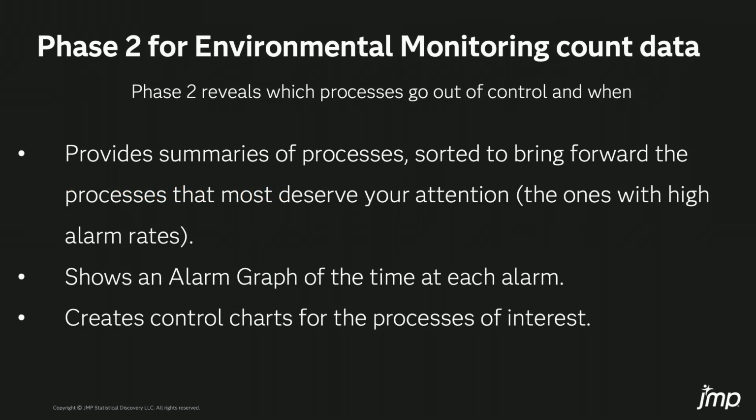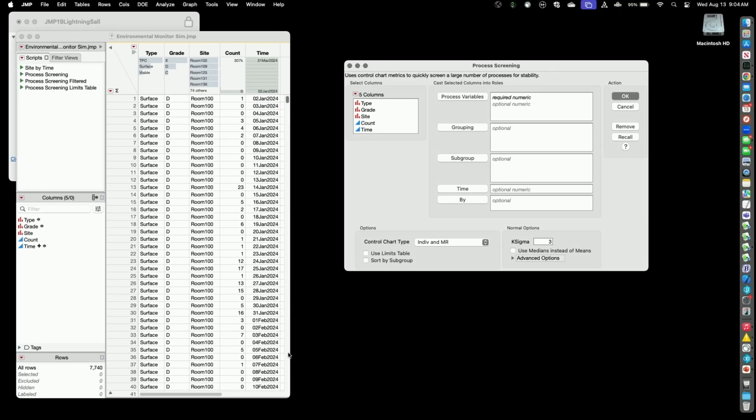Now, once you have phase 1 done and you have control limits, phase 2 reveals which processes go out of control and when. We need to provide summaries of the processes, sorted to bring forward the processes that most deserve your attention, the ones with the high alarm rates, and show an alarm graph at the time of each alarm, and create control charts of the processes of interest. So let's see how that works.